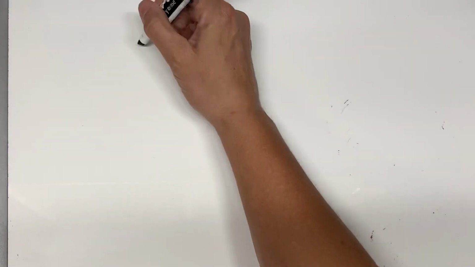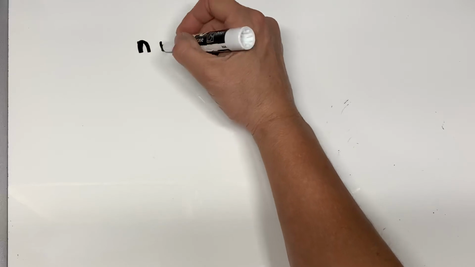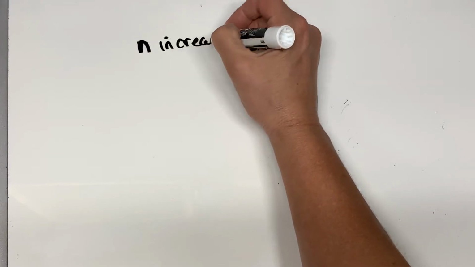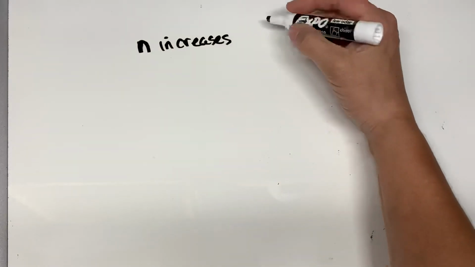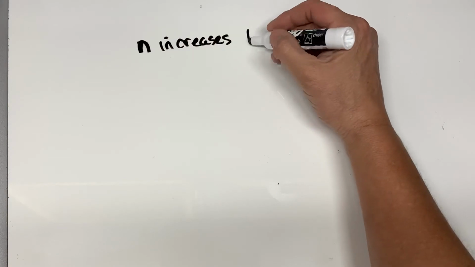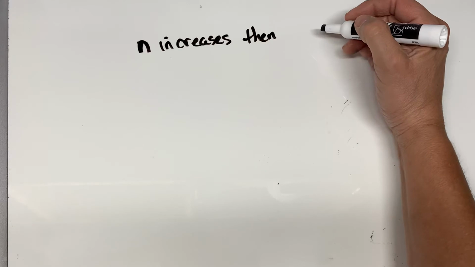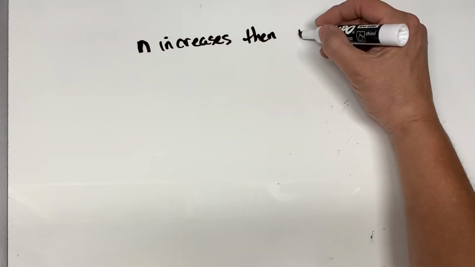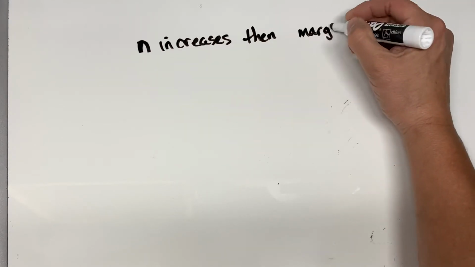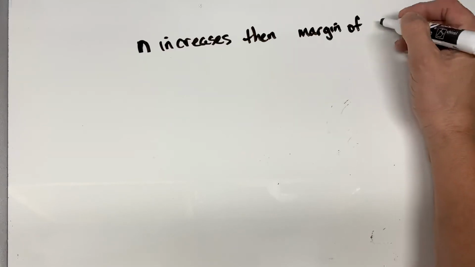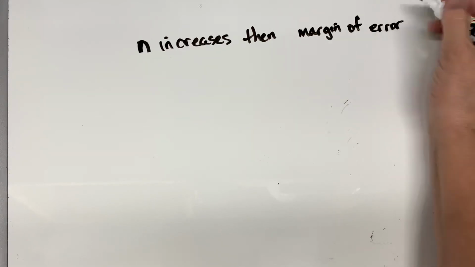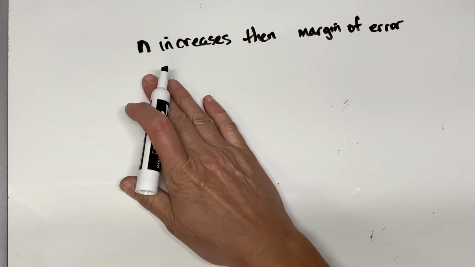The second thing is this issue of understanding what happens as the sample size, so as n increases, then what happens to the margin of error? Okay, so this is the first question. So n is your sample size. So I want you to think about it like this.